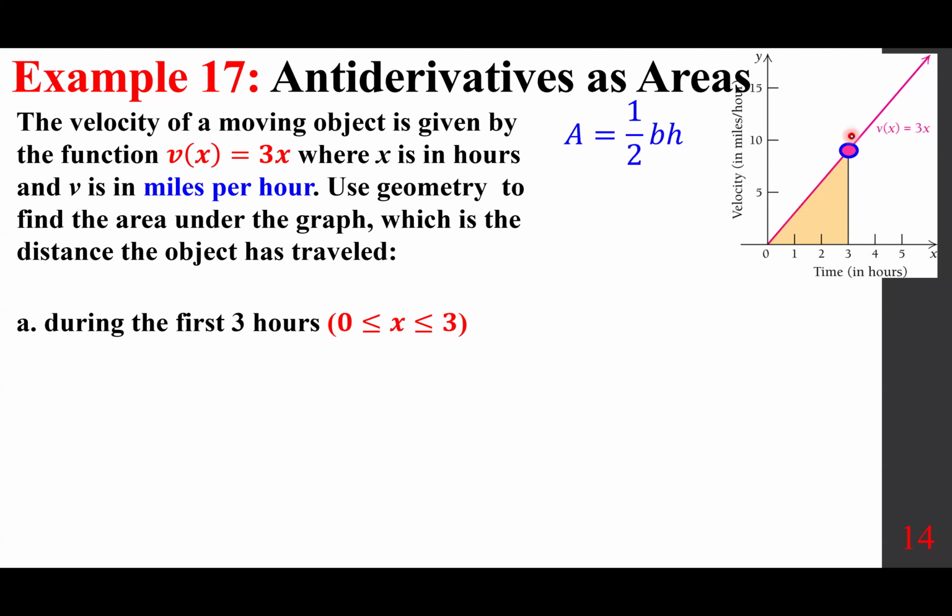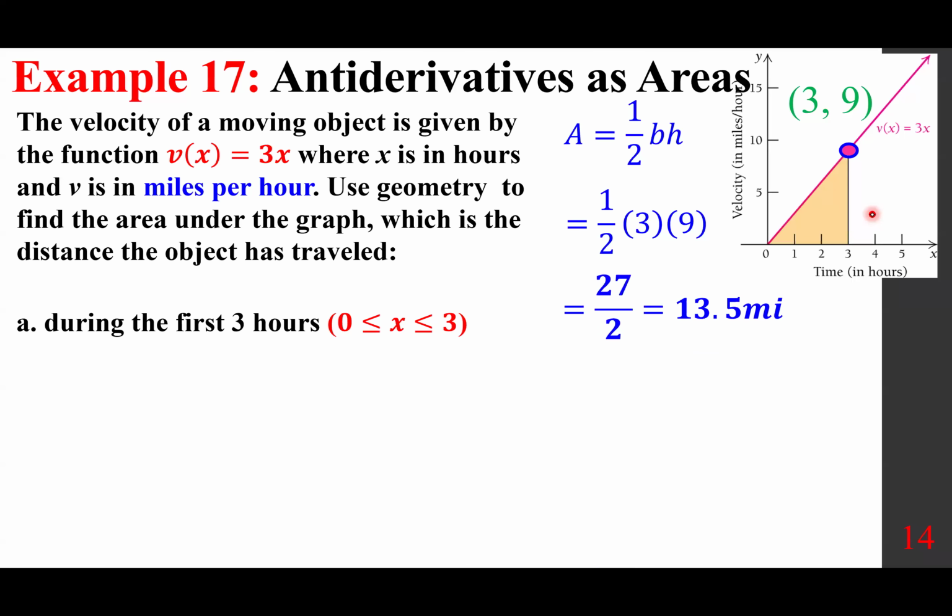And we are going to use the triangular shape, half of base times the height. If this is 3, 9, that means the base is 3. By the way, they scale along the x and y. They don't have to be the same. This is 9, so half of 3 times 9, which is 27 halves, or 13.5 miles. So the area in this case represents the distance traveled.